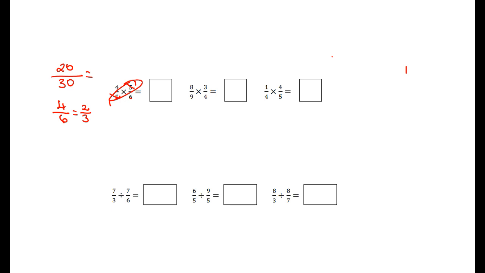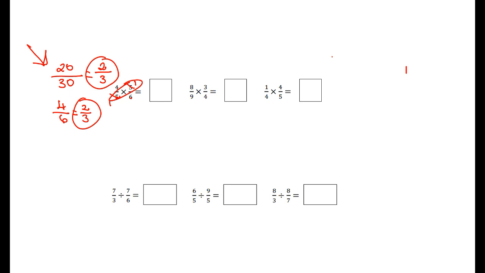This is the one where we didn't cross-cancel, okay? So what number goes into both of these evenly? Well, 10 obviously does. 10 goes into 20 how many times? Twice. How many times does 10 go into 30? 3 times. So look, we end up with the same answer. It's just a little bit easier to do it if you can cross-cancel. But if your math is correct throughout the steps, then it really doesn't matter.